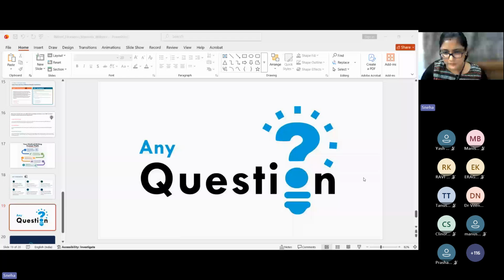Canva AI, you can use Canva AI for creating infographics, images, and icons.